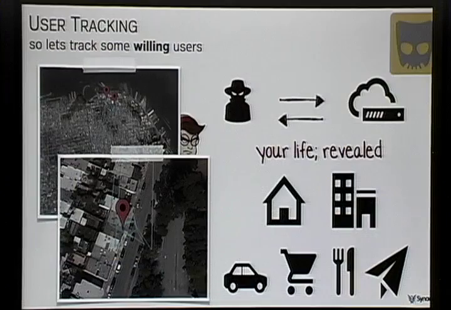So to test our theory, we tracked some willing users over the time span of a week. Sure enough, patterns began to emerge. More often than not, we observed that for each user, there are dozens of data points in 2 distinct locations that occurred at 2 distinct times during the day. And we could infer that these were kind of home and work locations, respectively.